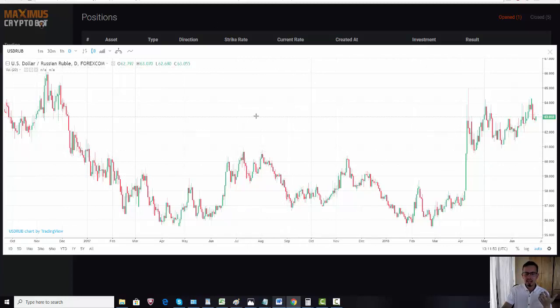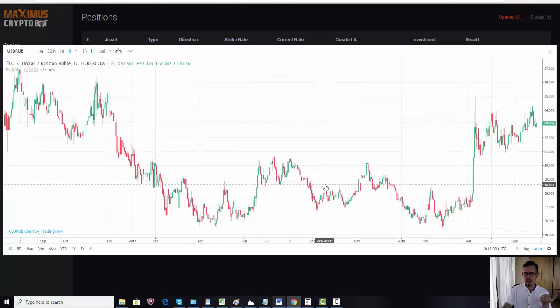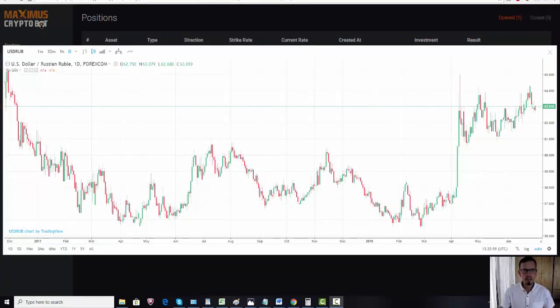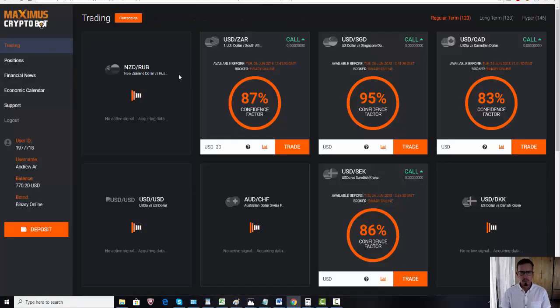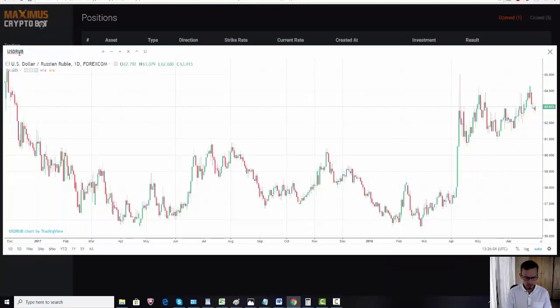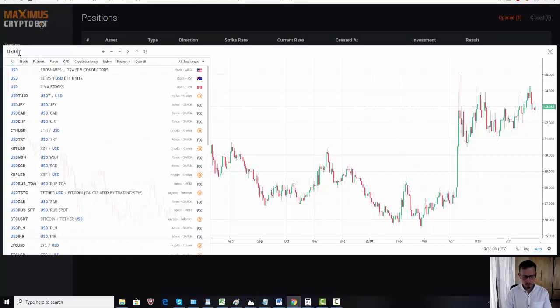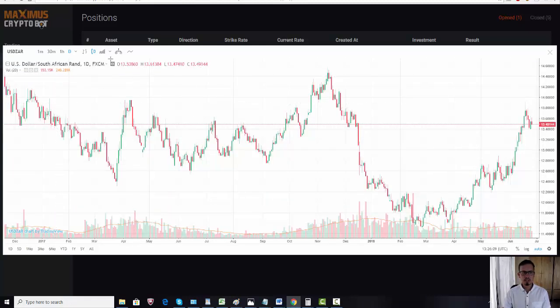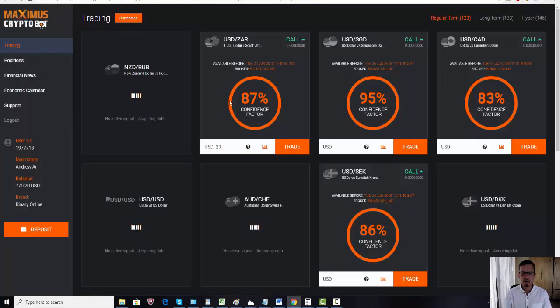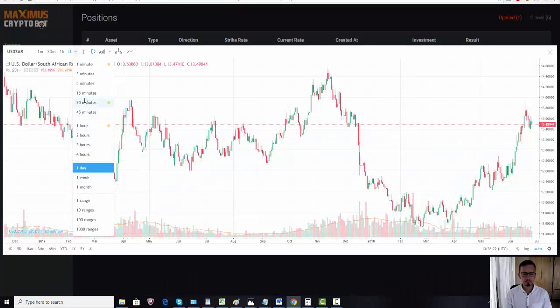What I would advise you to do in order to avoid any losing trades, any losing signals, is simply take a look at these charts. So for example, which trade did we just place? We placed USD ZAR. So let's take a look at USD ZAR, and at the position that we just placed. Remember, we placed a USD ZAR call position for $20. Let's just take a look. I believe it has expired just now.